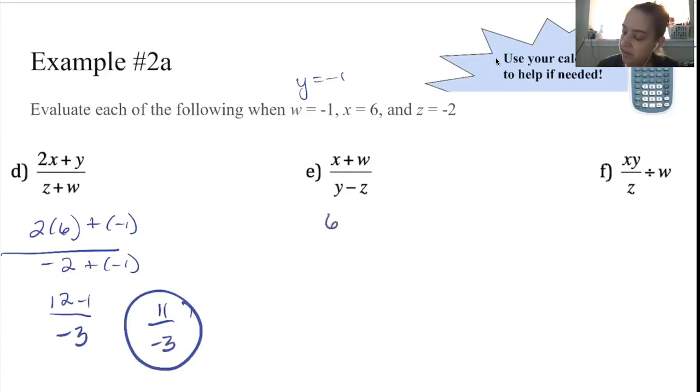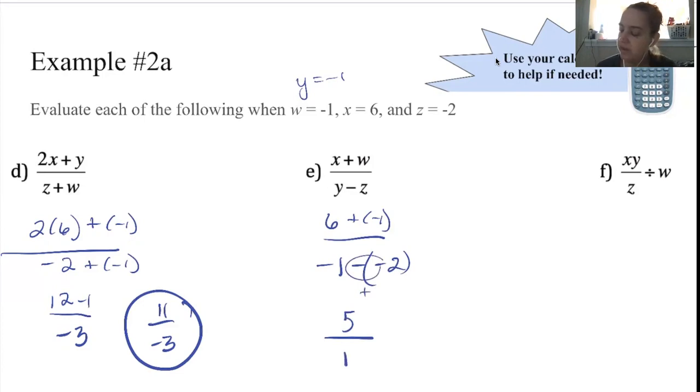X is 6 plus W, which is a -1, over Y minus Z. Y is going to be -1, and Z minus a -2. This is a 5. Over the bottom, remember these two become a plus. -1 plus 2 becomes a +1, so this is 5.